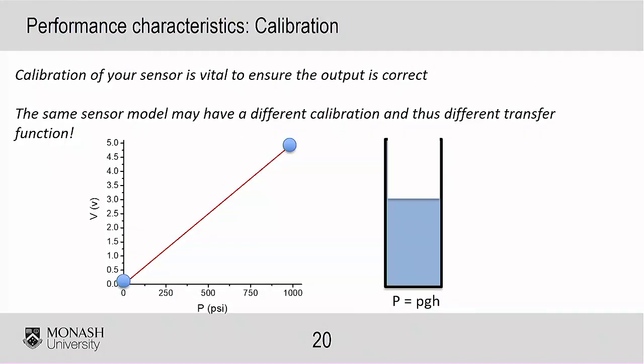So then if we go down, this is another important characteristic of our sensors, calibration. We need to make sure that they are reading the correct values. So the calibration of your sensor is vital to ensure that the output is correct. And the same sensor model may have a different calibration and thus a different transfer function. So in my laboratory, for instance, at the hospital, we measure pressure a lot. We always have to do this because we're trying to build new artificial hearts that have to keep blood pressure up.